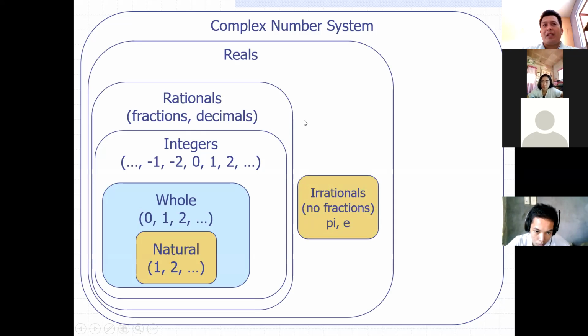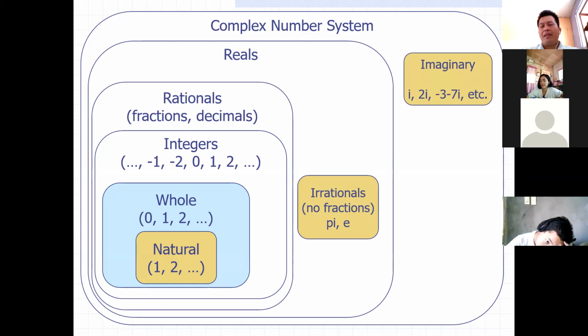But outside of the zone of real numbers are the imaginary numbers, which contain the small italicized letter i. And one of these imaginary numbers is our lesson for today, which is about complex numbers. So this is the number theory class or the complex number system.